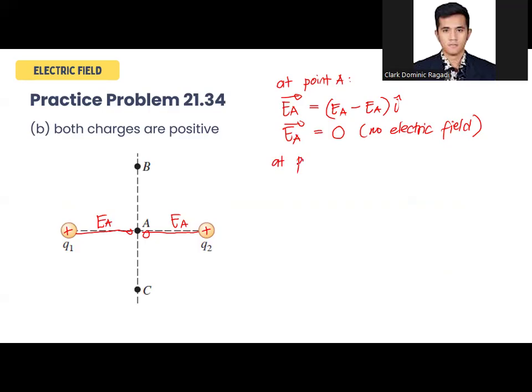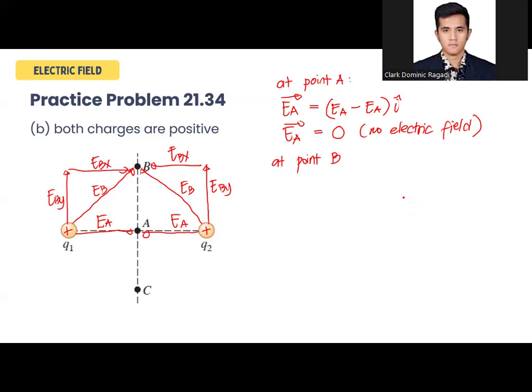At point B, again, the electric field line is going away from the charge. So we have that vector there, vector EB. Again, we can write this as X and Y components. We have our Y component, EBY, and our X component, EBX. Same with the other side: this is EBY, then this is EBX.